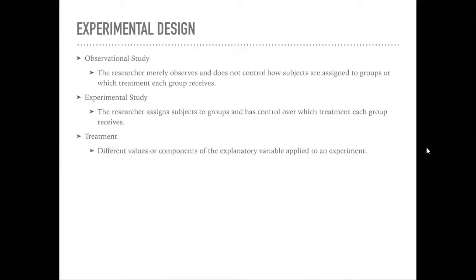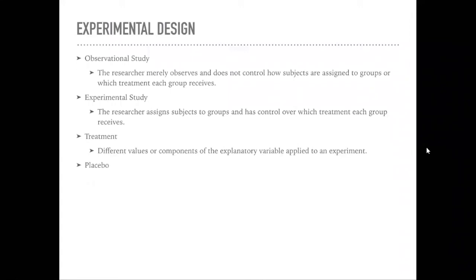Now, this treatment that we've been talking about is the way that we're manipulating things. So it's different values or components of the explanatory variable that's applied to the experiment. Our explanatory variable in the first one with the dog park was the aggressive dog breed. We were guessing that an aggressive dog breed showing up in the dog park maybe makes dogs stay less often. So your explanatory variable is that dog that's of the aggressive breed. Or in the second example that we talked about, this would be the music that you're letting students listen to.